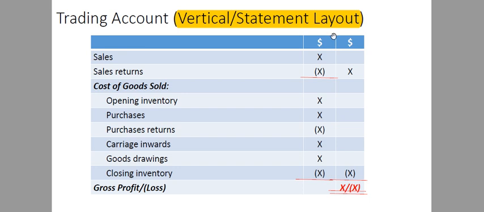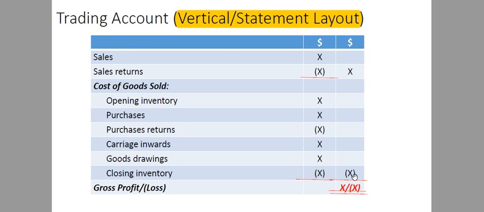In this layout, you see there is no debit credit side. Like if you remember in statement of financial position, we did in vertical layout. So this is the income statement done in a vertical layout, having two columns, the inner and the outer. The inner column is for the workings or the calculations, and the outer column is for the answers.